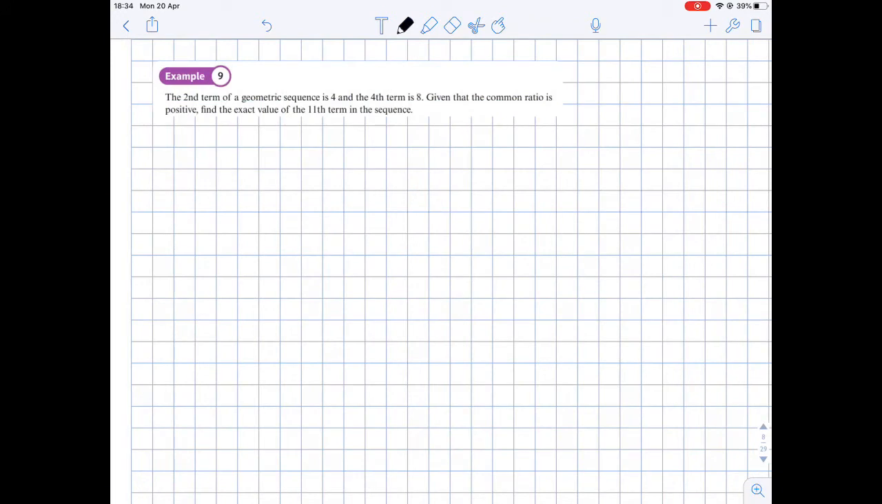Next, to look at example 9. Here we are told the second term is 4 and the fourth term is 8 of a geometric sequence. And we're also told that the common ratio is positive. And then we're asked to find the exact value of the 11th term.